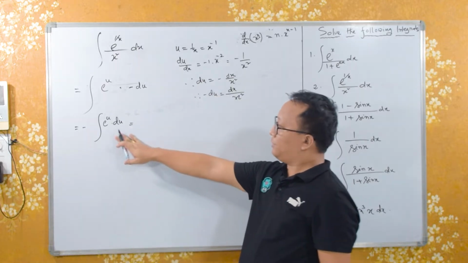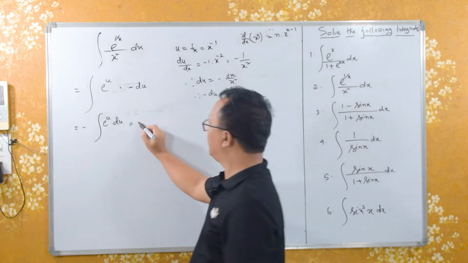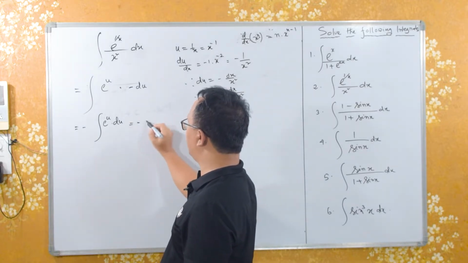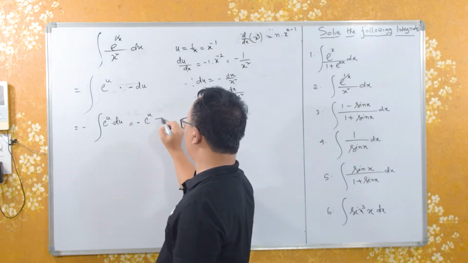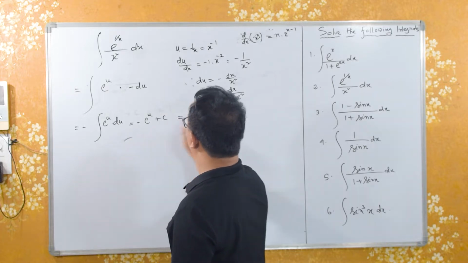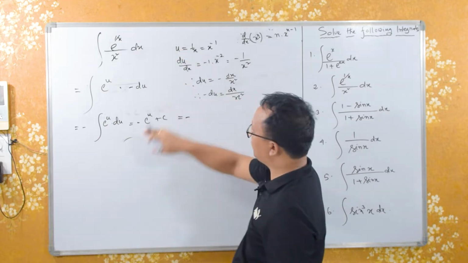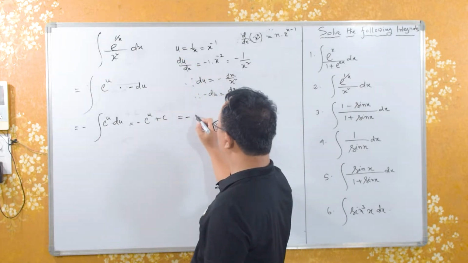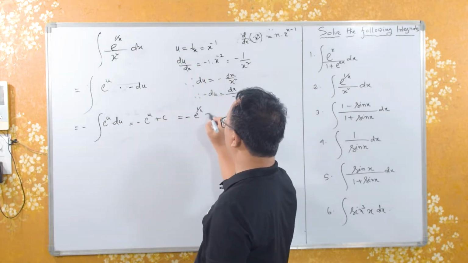Now the integration of e raised to u is the same as e raised to u. So the integral of e raised to u is e raised to u plus the constant of integration. What do we have to substitute? u equals 1 by x. So the answer is e raised to 1 by x plus c.